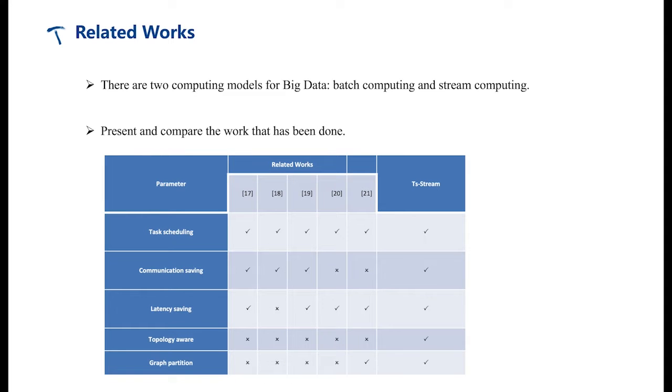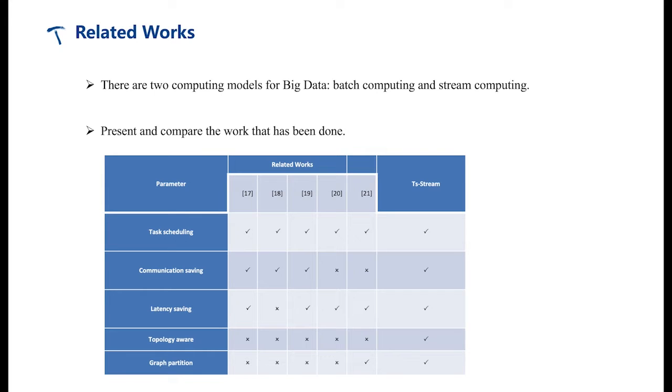In big data computing, there are two major sectors. The first one is batch computing, and the second one is stream computing. For stream computing, there are many aspects that the existing works look at. For example, we have task scheduling, communication saving, latency saving, topology awareness, and graph partition.